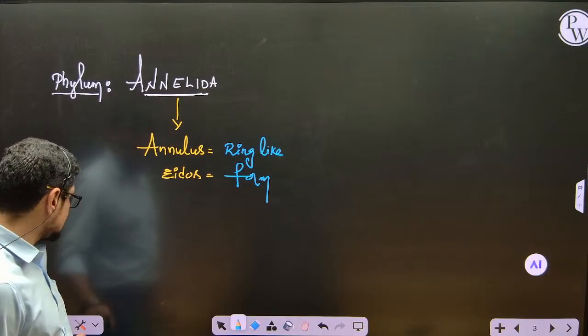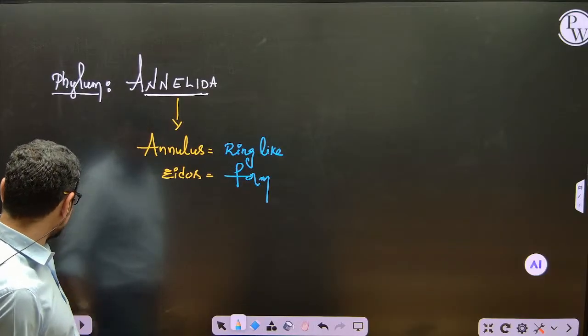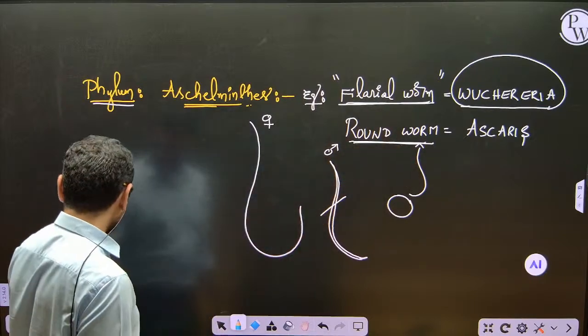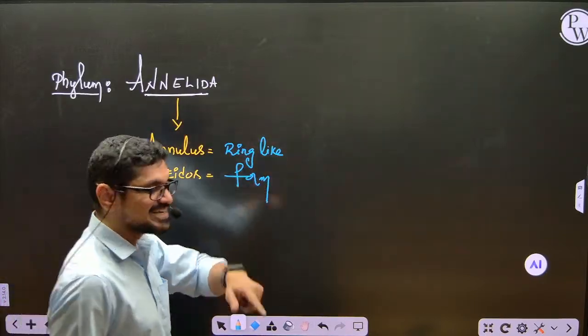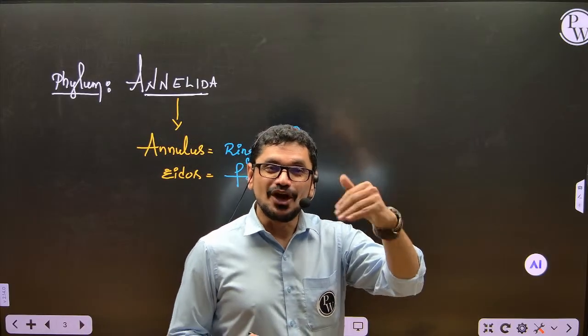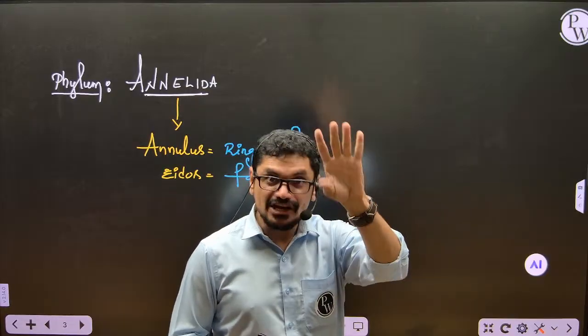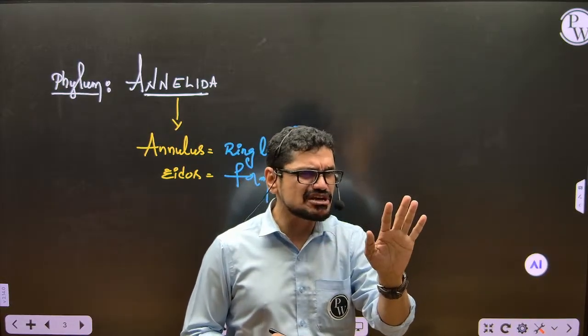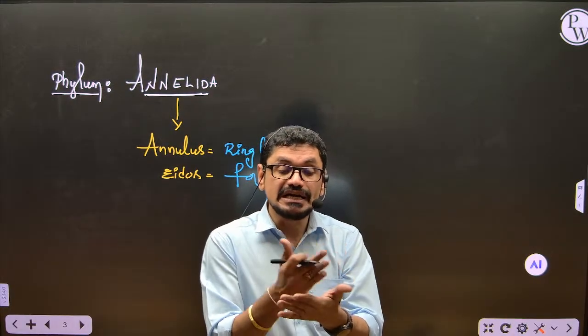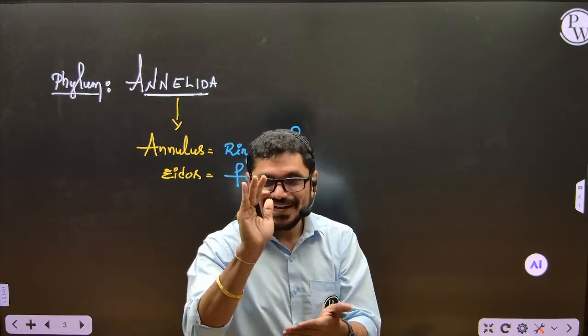See, previously, if you observe the previous one, this is round, but here this is ring. Round is different, ring is different. So don't call these ringworms. Ringworms are different. Roundworm is different. Ring-like forms are different. No need of any confusion, my dear friend. I will tell what is the difference.